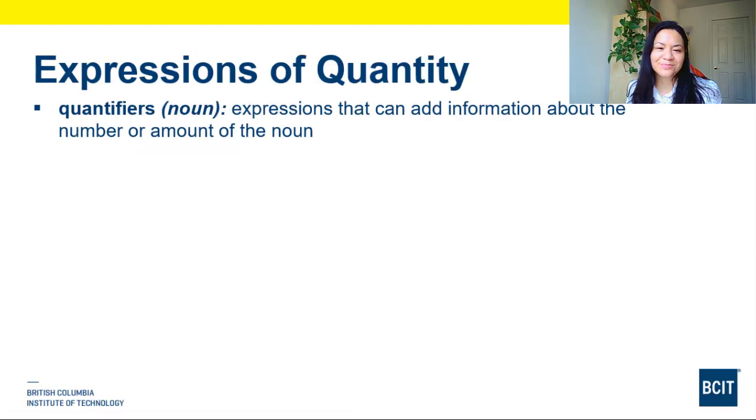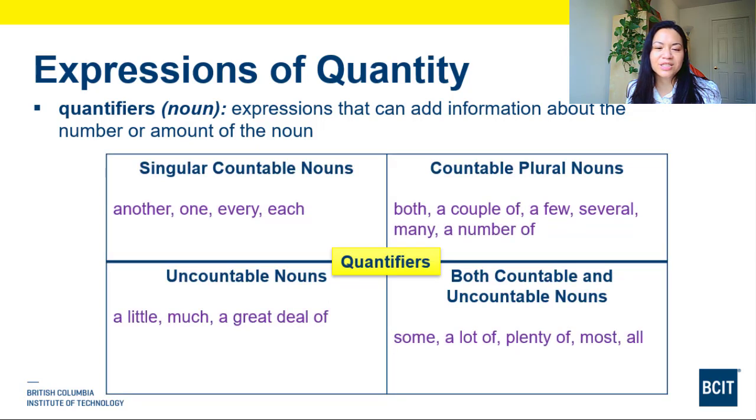Expressions of quantity. These are expressions that can add information about the number or amount of the noun. Some quantifiers can only be used with singular countable nouns. For instance, another, one, every, each. Like, each report must be completed within a week. Others can only be used with countable plural nouns. For instance, both, a couple of, a few, several, many, and a number of. A few individuals will report on their progress.